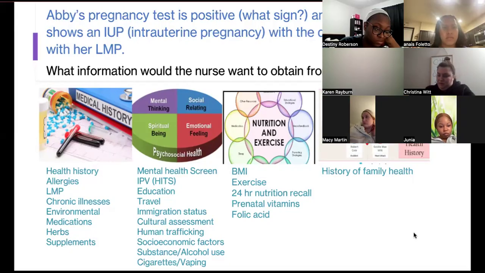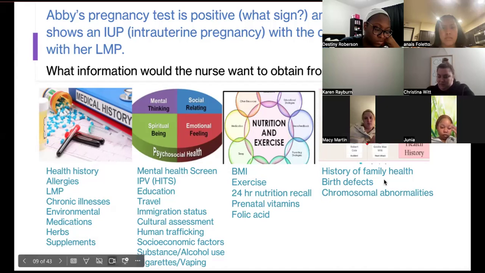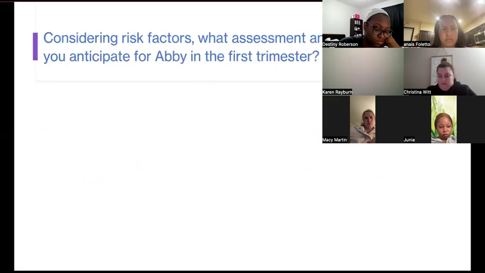And then your family health history. Under your family health history, this would include any history or instances of any birth defects in the immediate family or any known chromosomal abnormalities, like does a relative have Down syndrome? Were there other babies born with Down syndrome in that same family? That kind of stuff.